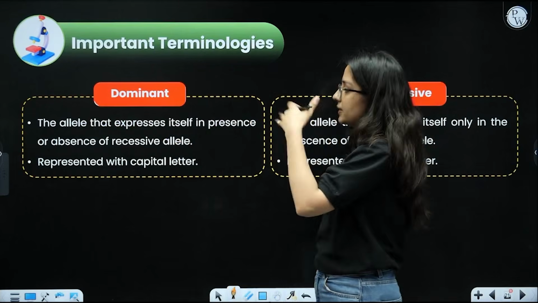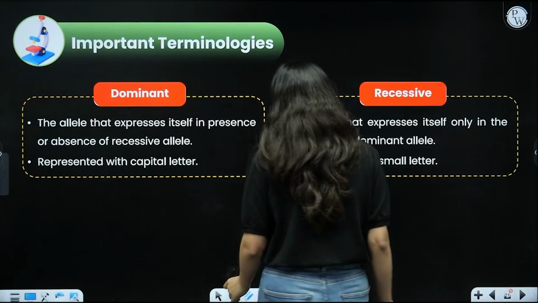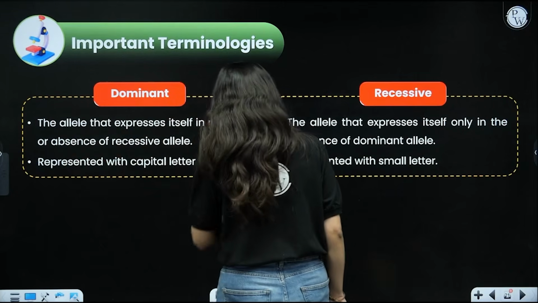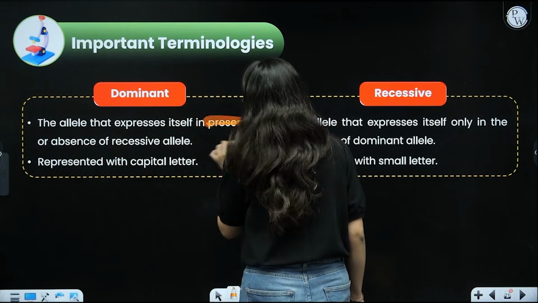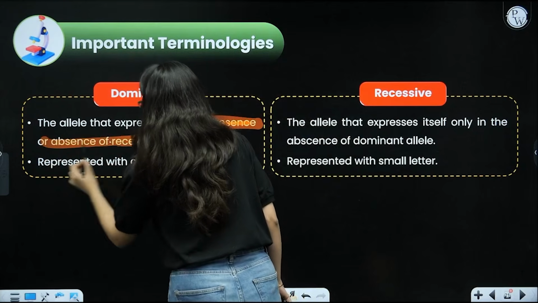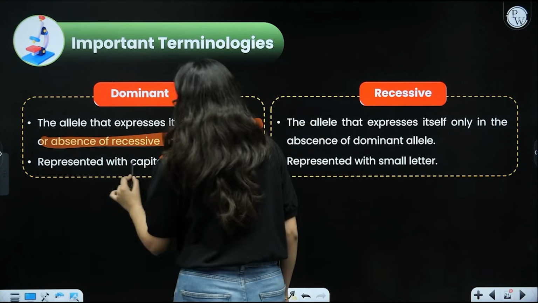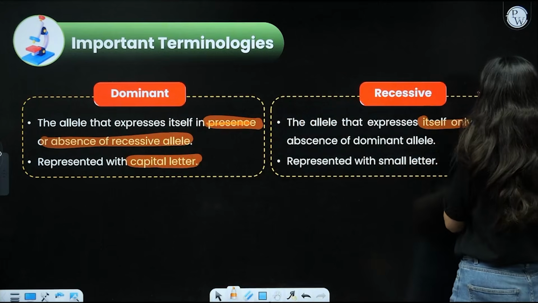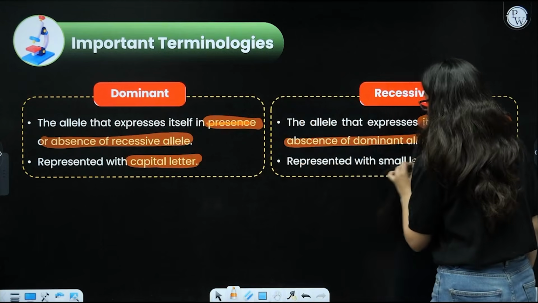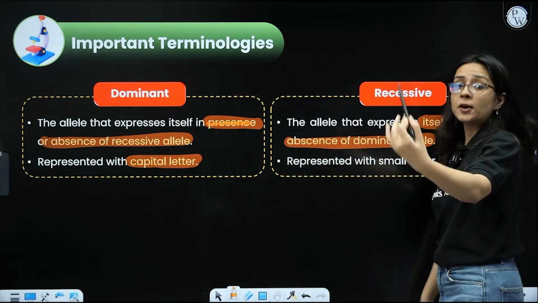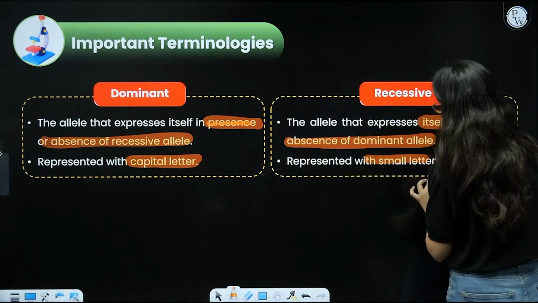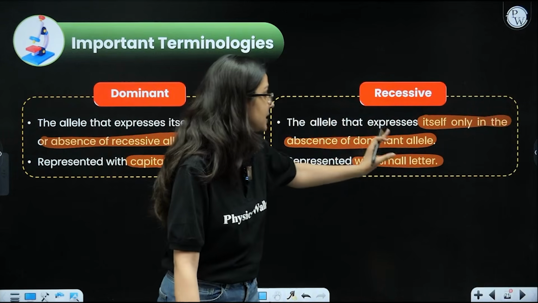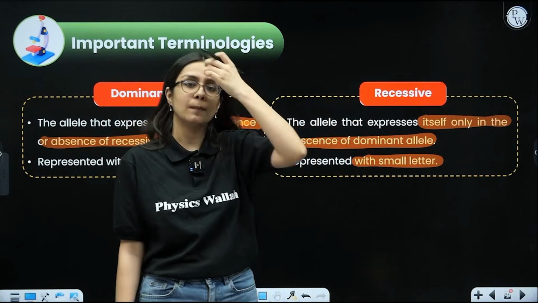Now talking about the definitions, the dominant allele is the one that is able to express itself in the presence or in the absence of the recessive allele, it doesn't matter, and it is represented with a capital letter. Talking about the recessive allele, it expresses only in the absence of the dominant allele. Ma'am, what does this mean? Don't worry, I'll explain. It is represented with a small letter. Now, ma'am, what does this particular statement mean, it expresses only in the absence of dominant allele?